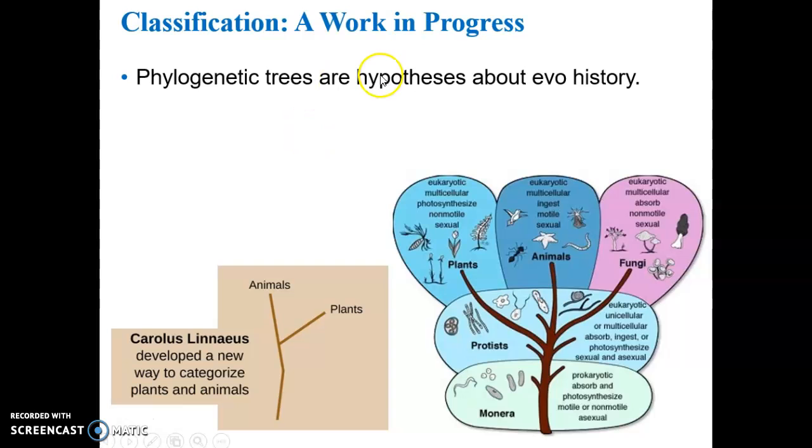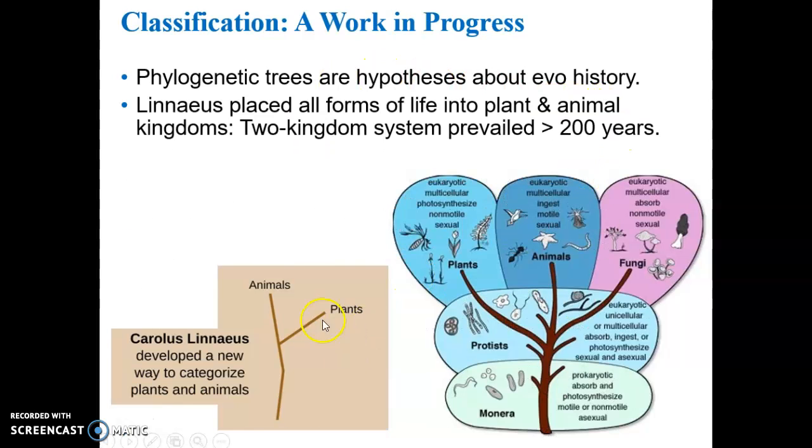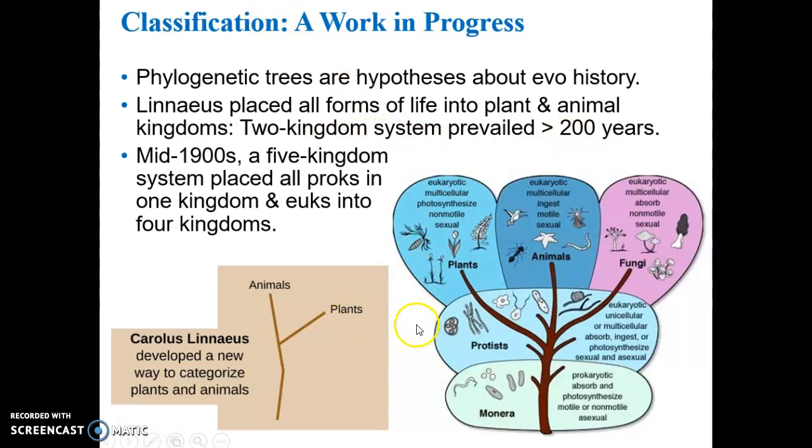Okay, so phylogenetic trees are hypotheses about evolutionary history. Linnaeus placed all forms of life into two groups only. They were either animals or plants. A two-kingdom system prevailed for about 200 years. With more advancement in science and technology, it got a little more complicated, but still incorrect. By the mid-1900s, a five-kingdom system was proposed, with all the prokaryotes in one big group, a kingdom, bacteria for example, and then the eukaryotes in four other kingdoms: protista, plants, animals, and fungi. This was the dominant classification system for quite a long time.